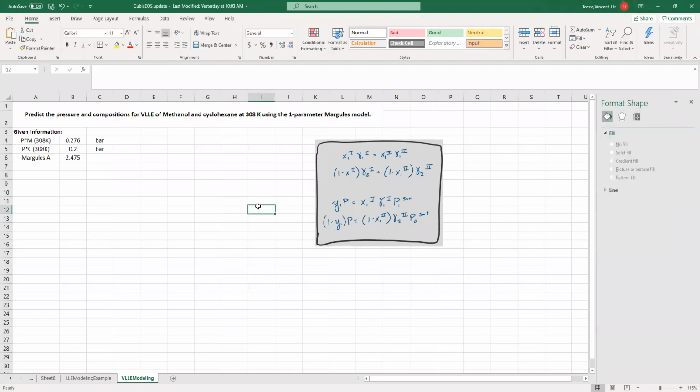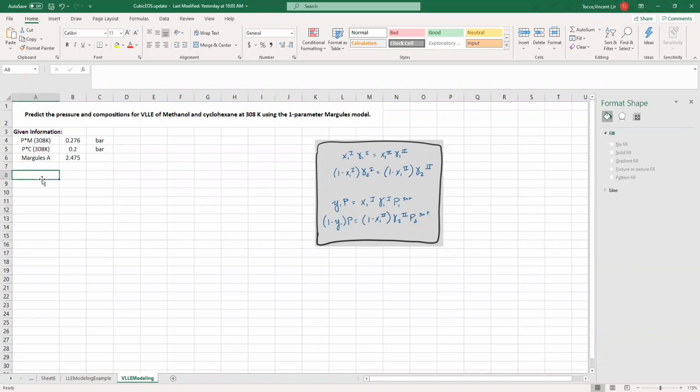All right, as mentioned, I have a practice problem for the third and final video today, which is to predict the pressure and compositions for the vapor-liquid-liquid equilibrium of methanol cyclohexane at 308 Kelvin. So as I mentioned in the video about the modeling, I have 5 unknowns, and I need to specify one of them by Gibbs phase rule in order to set the other ones.